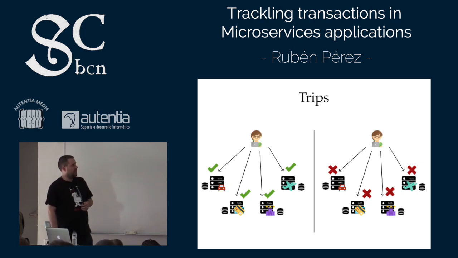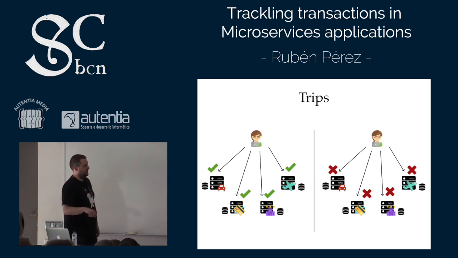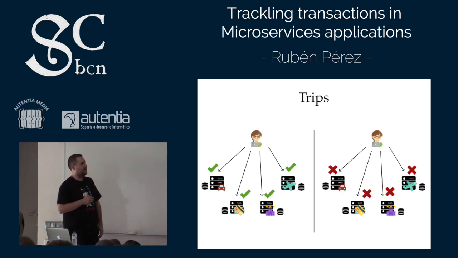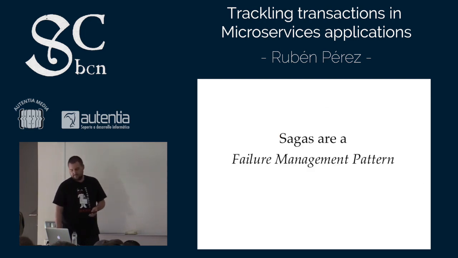In our trips application, that will mean that after a saga execution, we will either have all the steps completed, or if any of those fail, we will end up with a semantically equivalent state in our system, but it will be consistent in either way. So we can see the sagas are a failure management pattern.